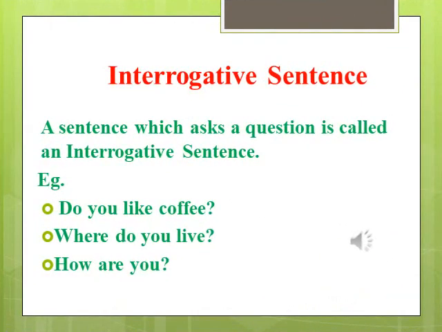Interrogative sentence. What are interrogative sentences? A sentence which asks a question is called an interrogative sentence. For example, do you like coffee? Where do you live? How are you? These are asking questions and in return expecting an answer. So these types of sentences which ask a question are called interrogative sentences.